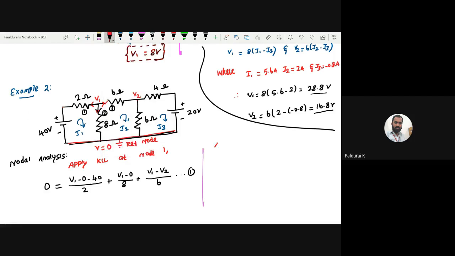Sorry, apply KCL. I'm coming in the same flow. KCL at node 2. Anyone? Node 2. So what's the very first step? So you want to assume, this time assume all are leaving currents. Okay, for node 2, assume all are leaving currents. Okay, first there is no entering current, so 0. What about this current? Anyone? This current.